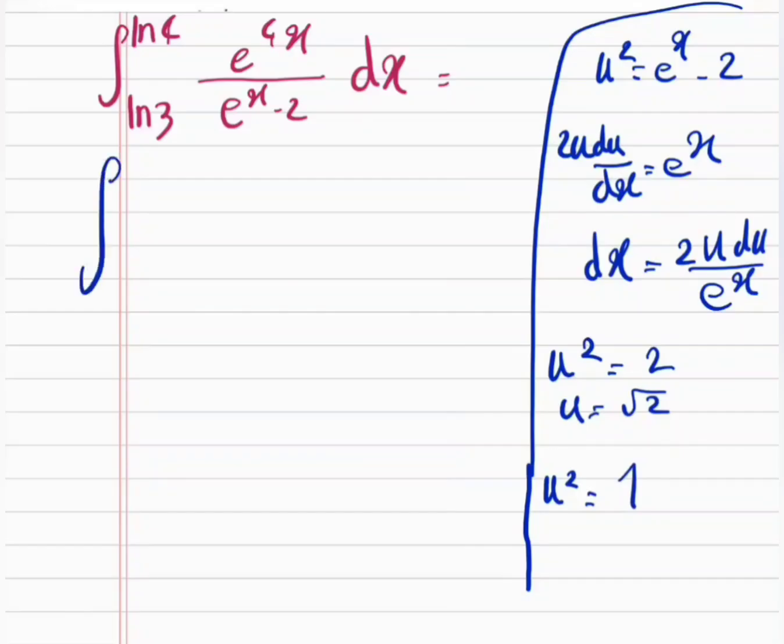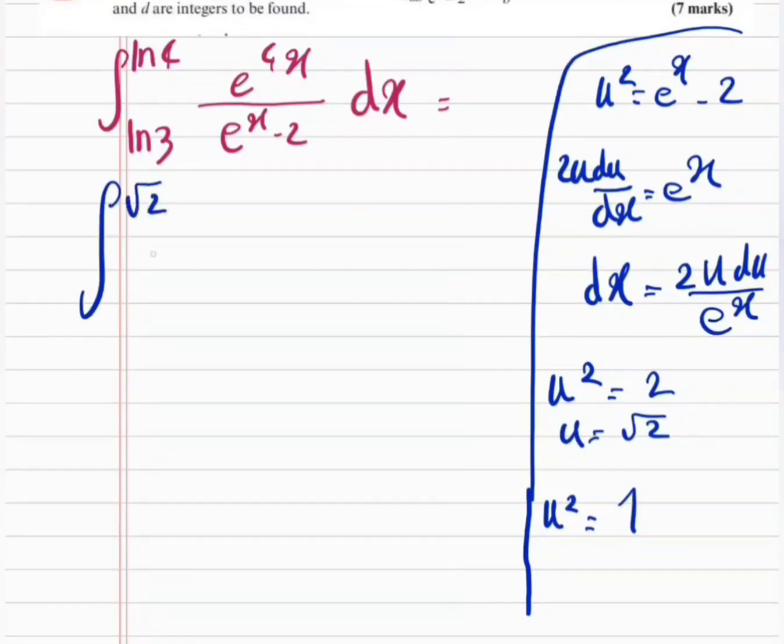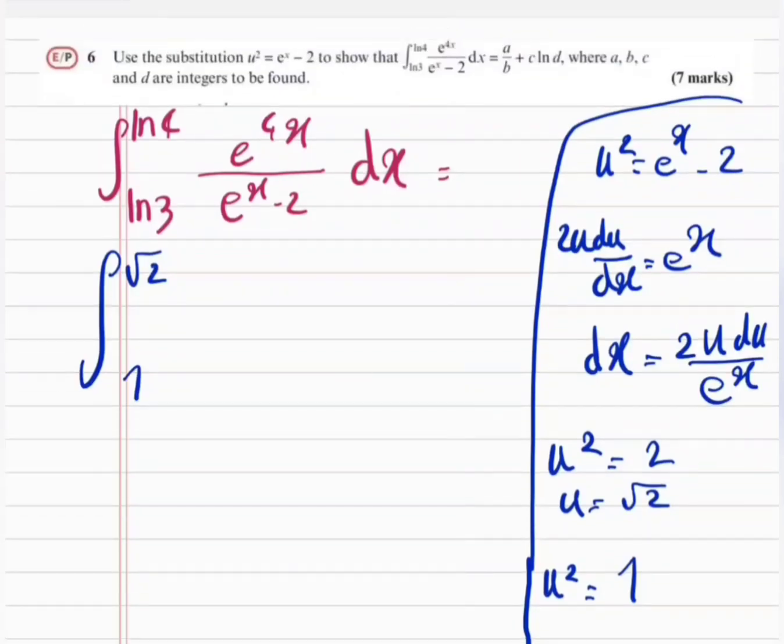Right, now we have everything. So in terms of substitution, we have root 2, 1, and for e to the power of 4x, in terms of our substitution, we can actually use this part, because if we rewrite this in the form u squared plus 2 is equal to e to the x, and then if we raise both sides to the power of 4, then we'll get e to the 4x. So that means u squared plus 2 to the power of 4 is e to the 4x, and then for e to the x minus 2, that is just the same as u squared essentially.